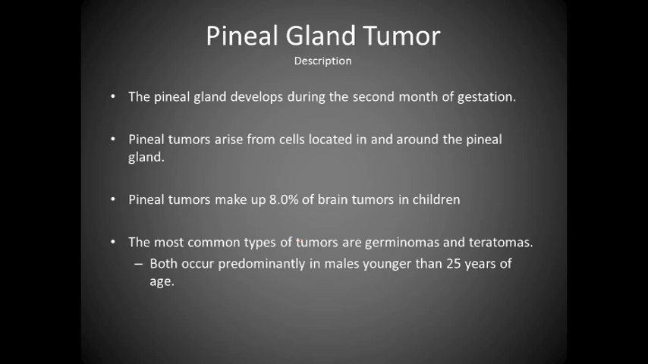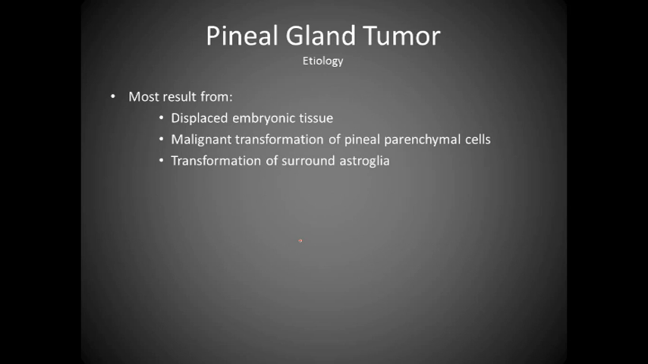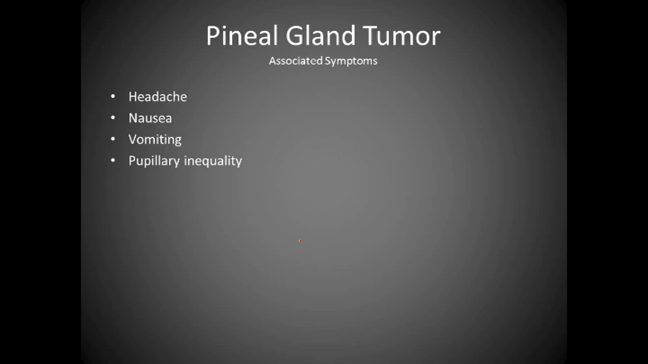The most common types of tumors are the germinomas and teratomas, which both occur predominantly in males younger than 25 years of age. Most result from displaced embryonic tissue, malignant transformation of the pineal parenchymal cells, and transformation of the surrounding astroglia. Symptoms include headache, nausea, vomiting, and pupillary inequality. So pupils dilate to unequal dimensions.